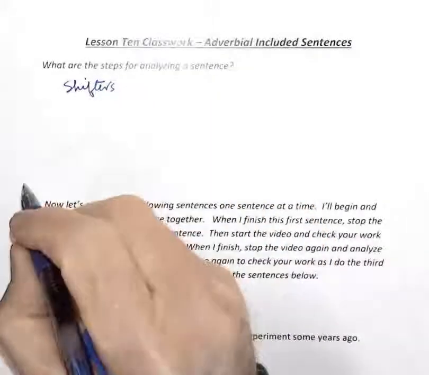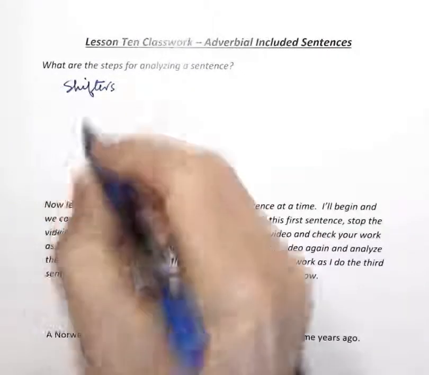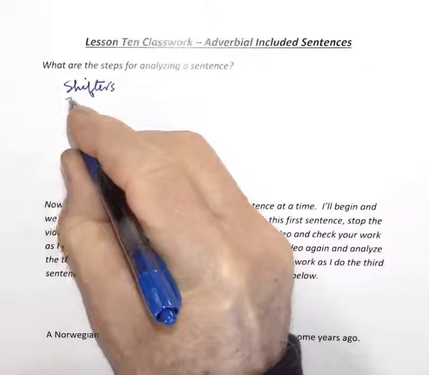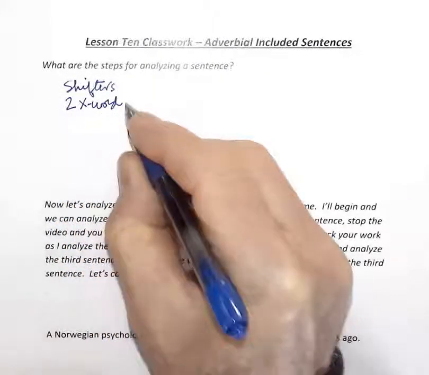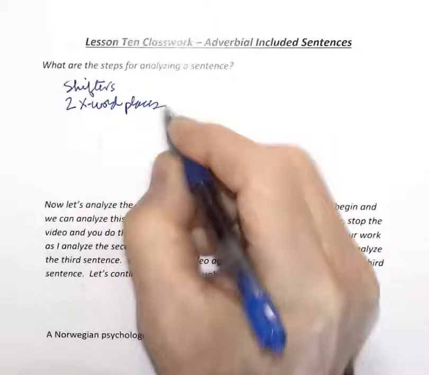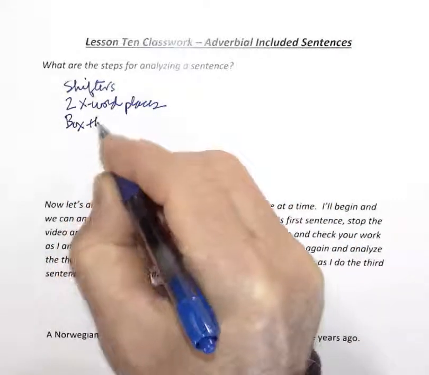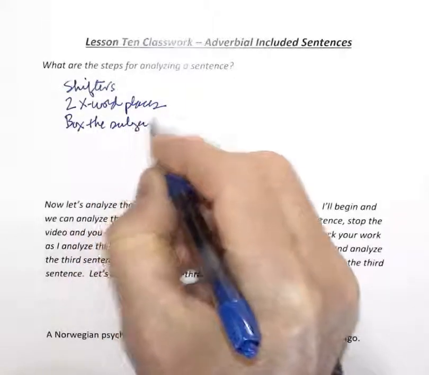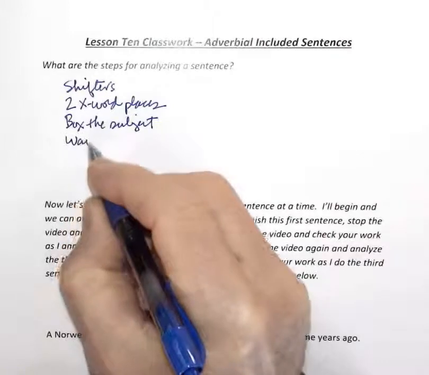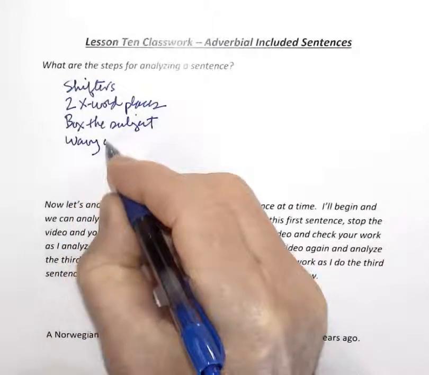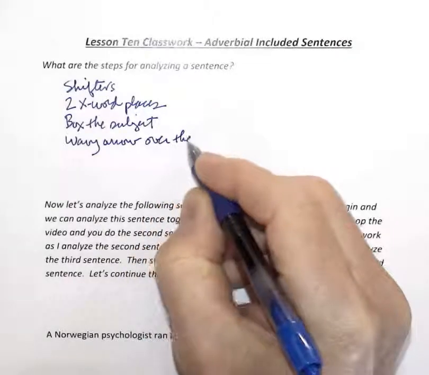Are there any shifters? If there are, separate them with parentheses from the trunk. Mark the two X word places. That's next. And then box the subject. And draw a wavy arrow over the predicate.